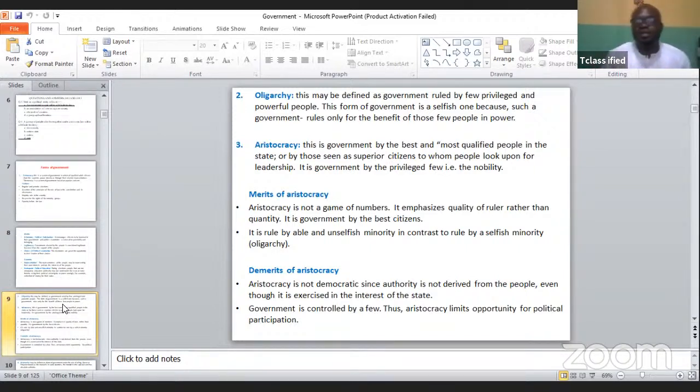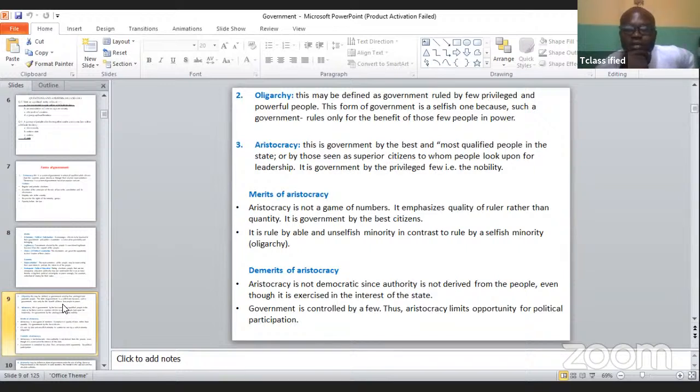Aristocrats are nobles, people that you look up to, and you feel that they have the qualities of being leaders. So it's also not democracy, because in democracy, everybody votes. So anybody can emerge as the leader and not some nobles. Okay, what are the merits of aristocracy?